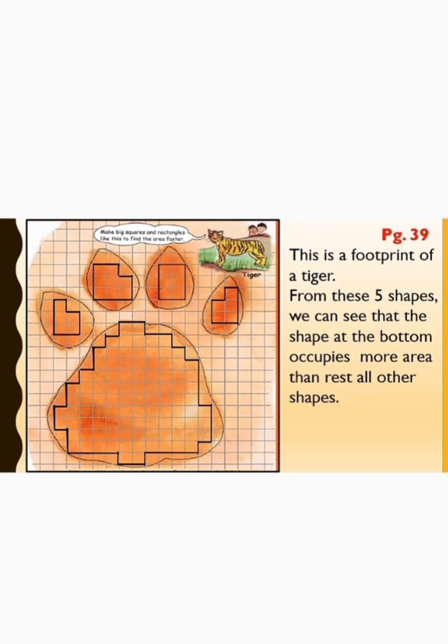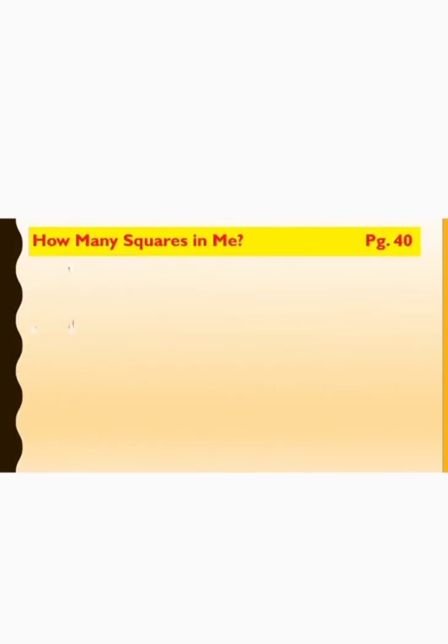Make big squares and rectangles in such a way that they cover only complete squares. After that, we have to identify the largest square and rectangle within the shape to know their area, and then count the small squares present inside them. Right? From these five shapes, we can see that the shape at the bottom occupies more area than all the other shapes. Right?